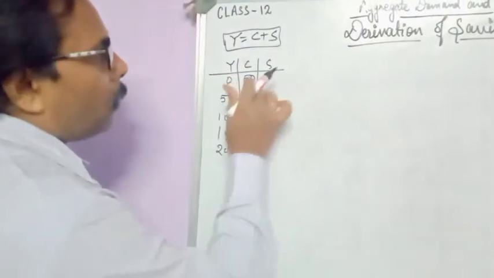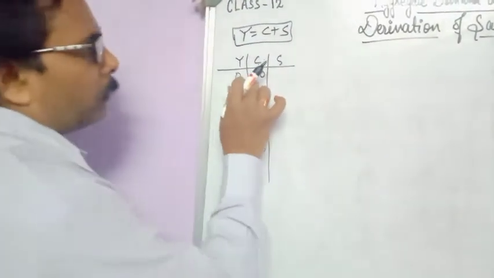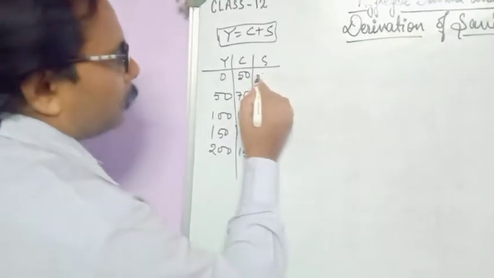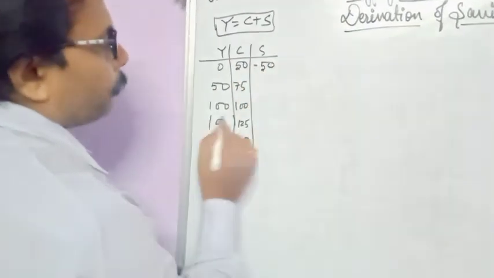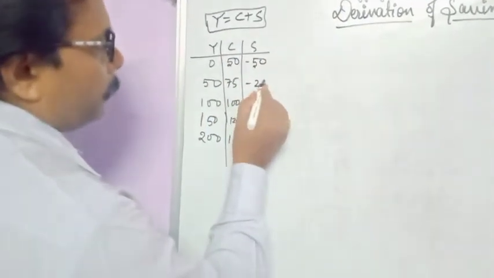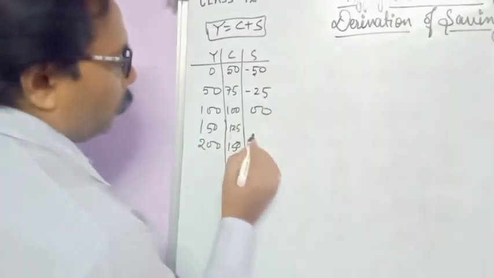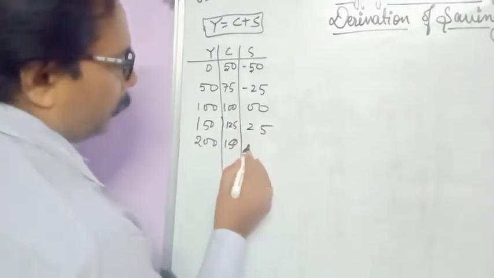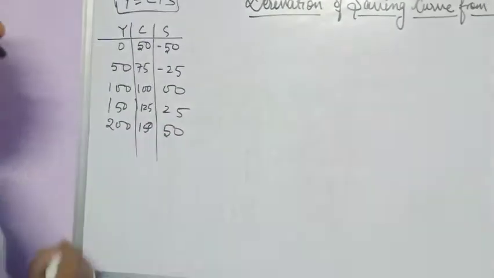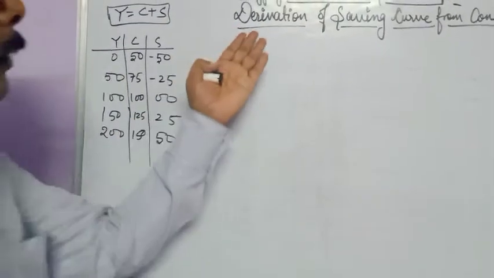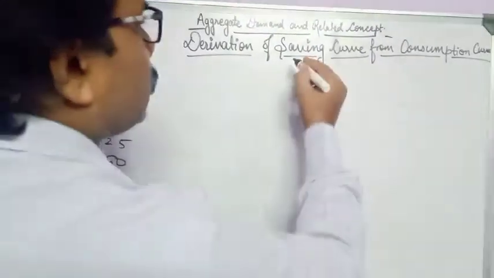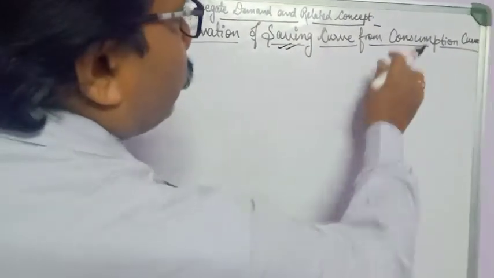So how much will the saving decline? If you consume 50, your saving will be minus 50. Next minus 25, next 0, next 25, next 50, and so on. So here we have to derive the saving curve from the consumption curve.